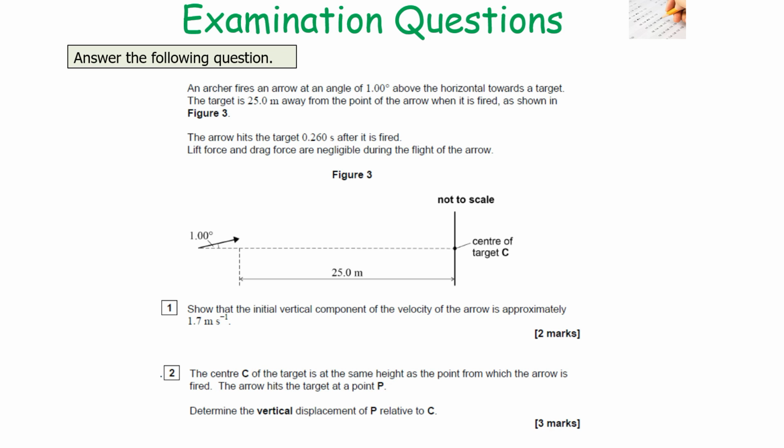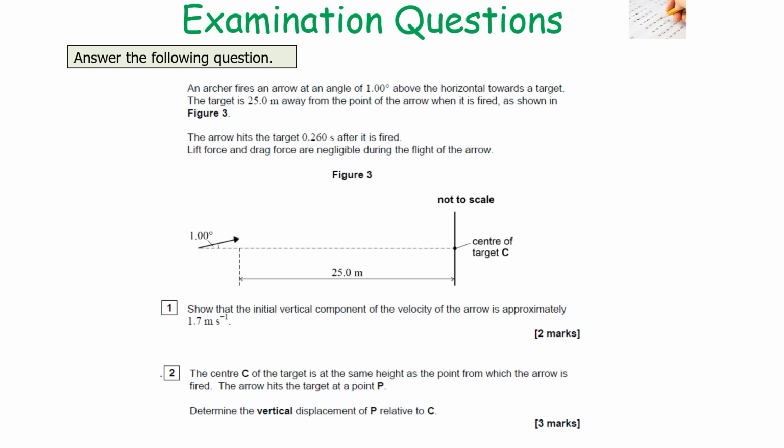An archer fires an arrow at an angle of 1 degree above the horizontal towards a target. The target is 25 meters away from the point of the arrow when it's fired. The arrow hits the target 0.20 seconds after it's fired. The lift force and drag force are negligible during the flight of the arrow. First, show that the initial vertical component of the velocity of the arrow is approximately 1.7 meters per second.